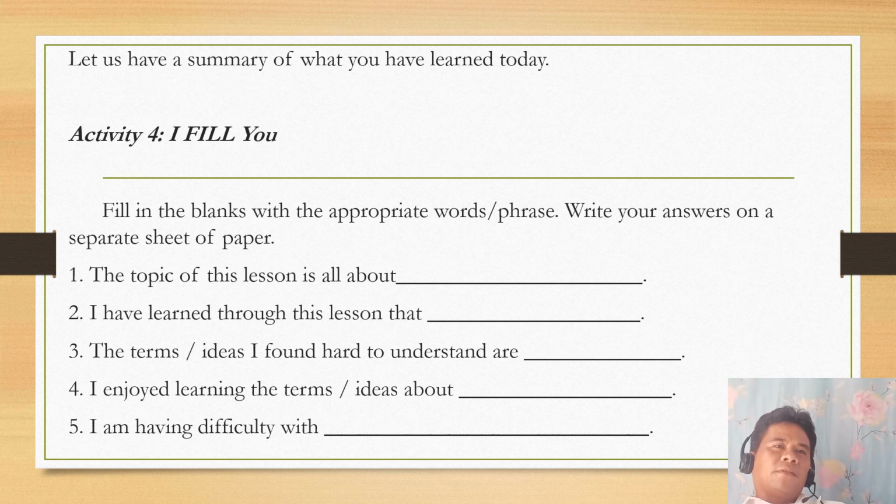Number 3, the terms, ideas you found hard to understand are... Indicate on your paper which terms and ideas you found difficult to understand, or just text me or message me on Messenger with your questions. If you have no load, just write and indicate it on your answer sheet. When you submit, you will get feedback on the answers to your questions.